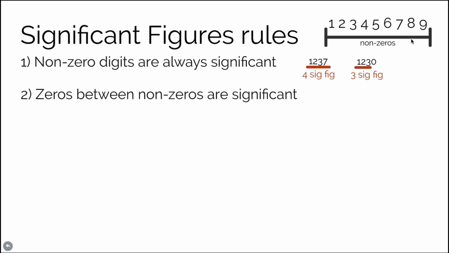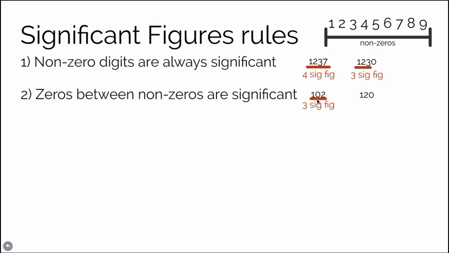Rule number 2 is that the zeros between non-zeros are significant. If we look at the number 102, notice that it has 1 and 2 on either side, left and right. So these are our non-zeros. We definitely want to count those as significant. But because the 0 is placed between those two, it's being sandwiched between them, we do count it as being significant. So overall, 102 would have 3 significant figures.